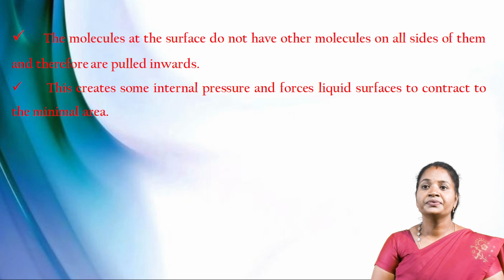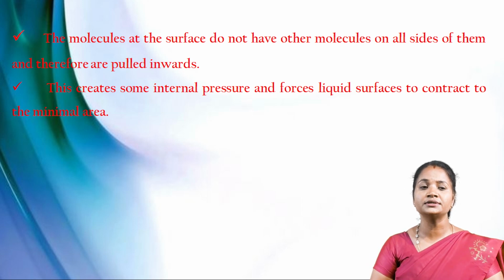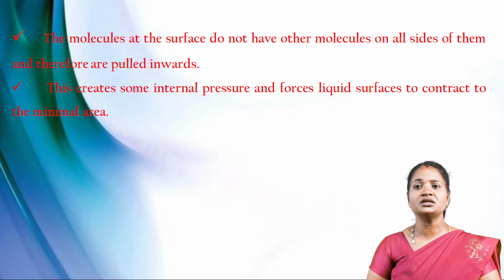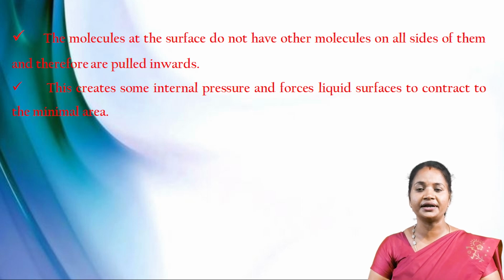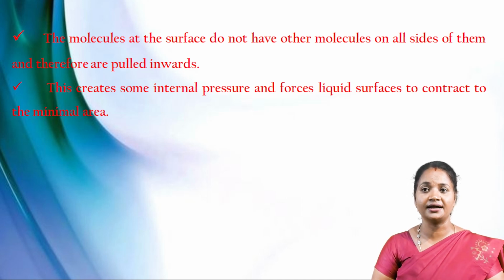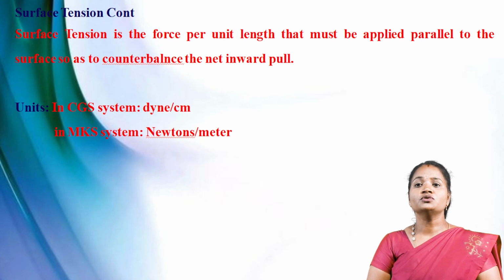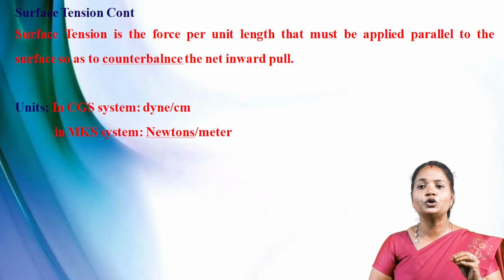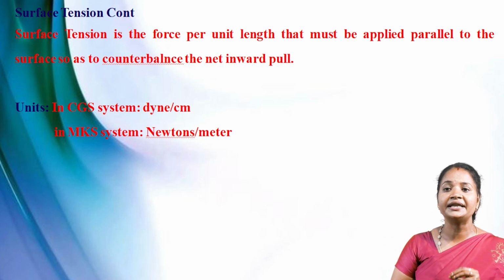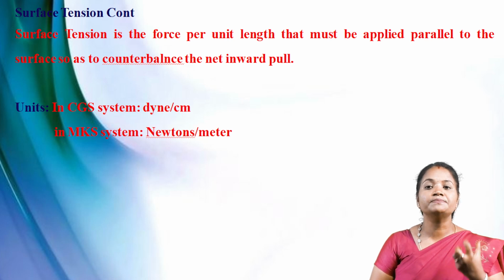The molecules at the surface face less attraction from the neighboring liquid molecules, due to which some internal pressure is created. This internal pressure forces the liquid surface to contract to the minimal surface area, and when it contracts to the minimum surface area it attains a spherical shape. So surface tension, represented by the letter gamma, is the force per unit length that must be applied parallel to the surface so as to counterbalance the inward pull.